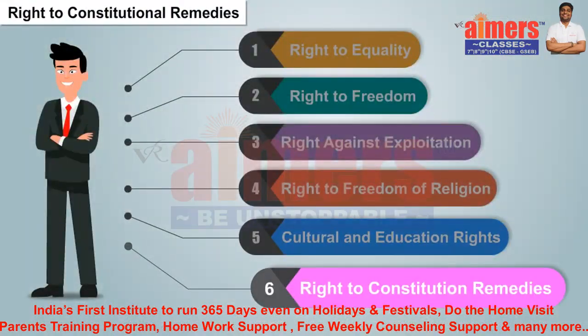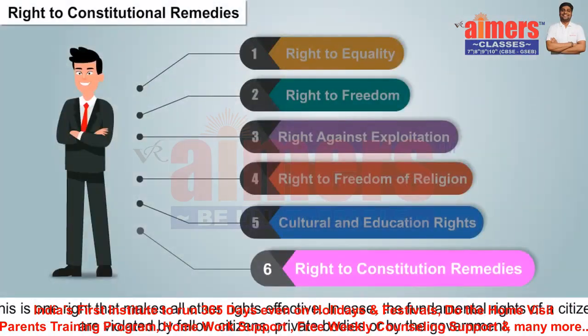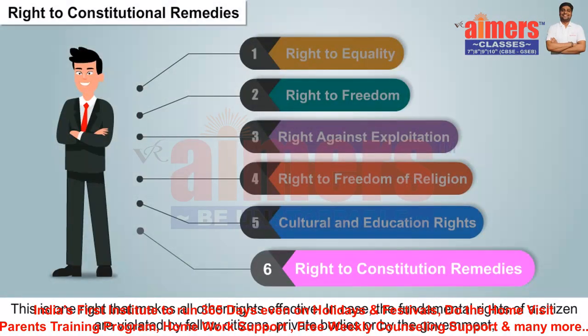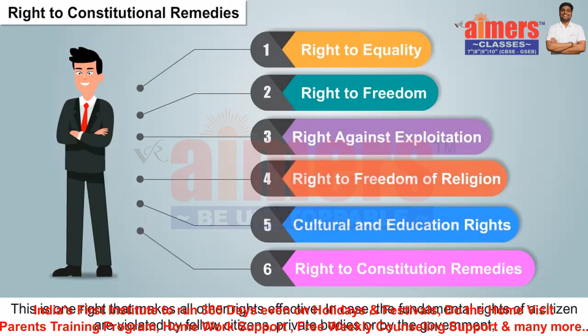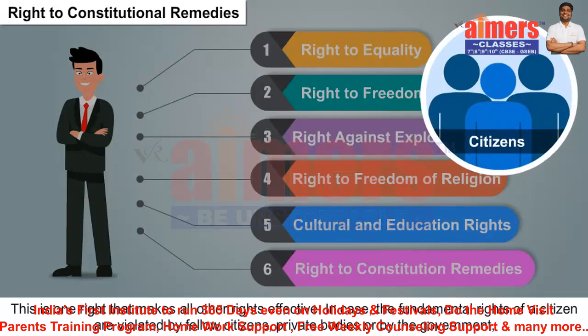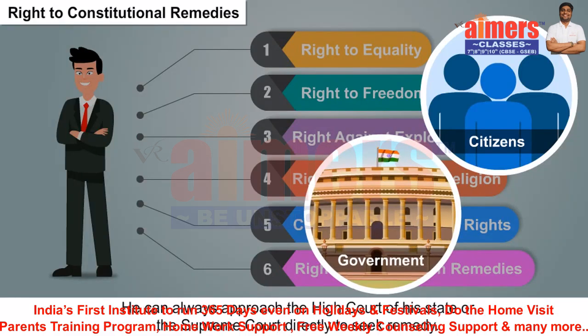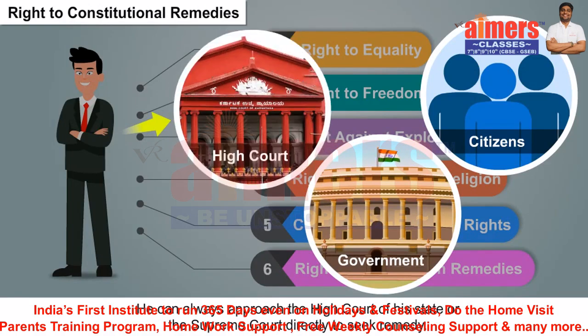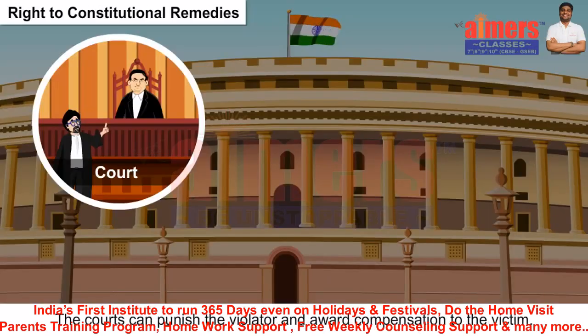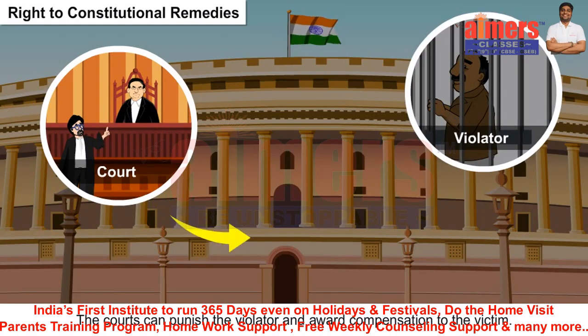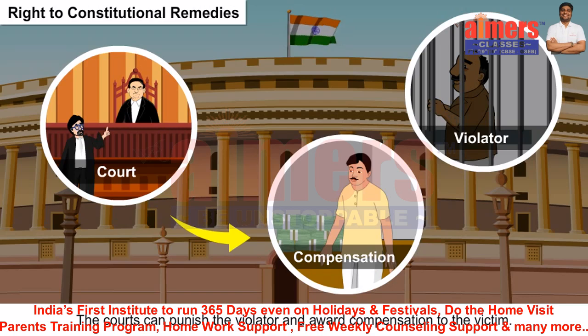Right to constitutional remedies. This is one right that makes all other rights effective. In case the fundamental rights of a citizen are violated by fellow citizens, private bodies, or by the government, he can always approach the High Court of his state or the Supreme Court directly to seek remedy. The courts can punish the violator and award compensation to the victim.